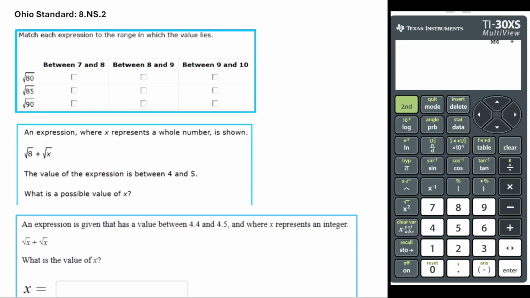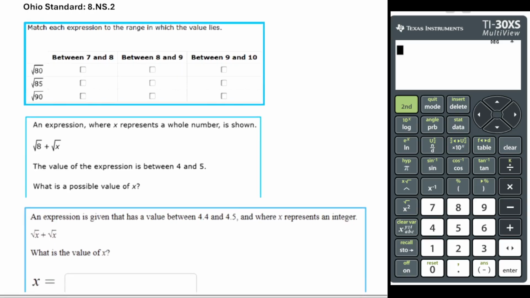Alrighty, here we go. Welcome back to another Ohio State Test Standard Review. Today we're talking about Standard 8.NS.2, which mostly has to do with radicals and square roots and all that fun stuff. So, let's hop right in.